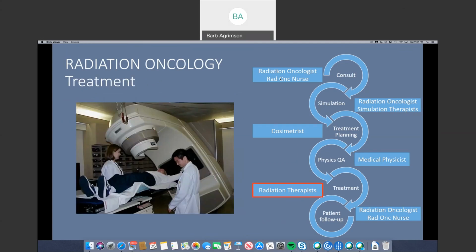After physics has approved the treatment plan, the radiation therapists, the individuals who actually will be treating the patient, perform another plan check before the patient is brought into the treatment room. There's usually, again, less than about a 2-week period following the simulation before the patient returns to receive their first radiation treatment.